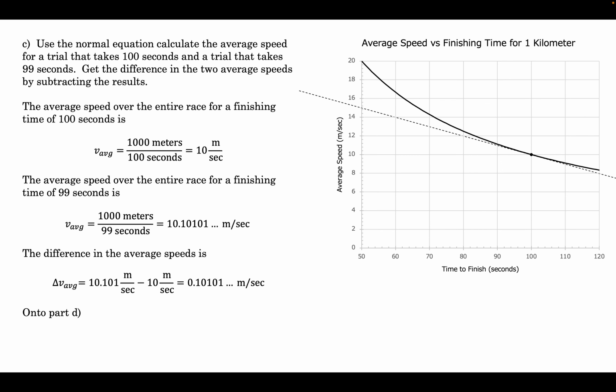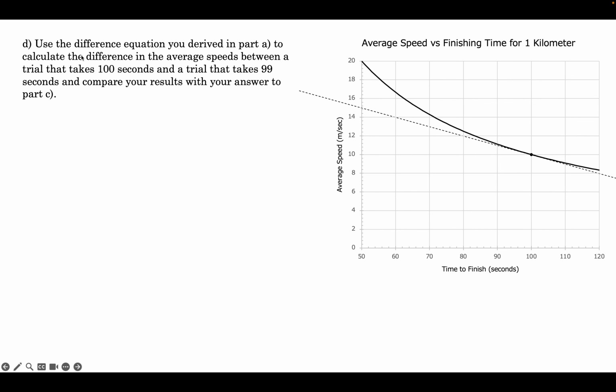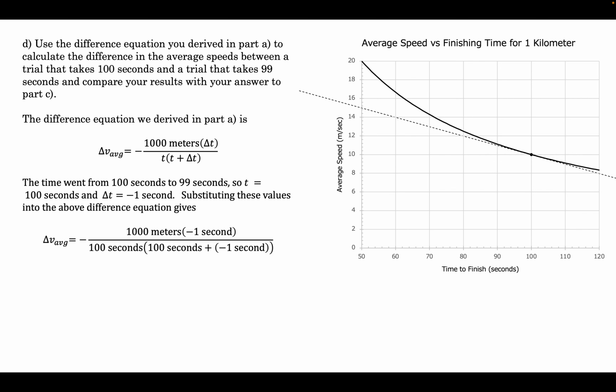Now we're going to part D. We use the equation we derived in part A to calculate the difference in the average speeds between a trial that takes 100 seconds and a trial that takes 99 seconds. So here, we're not going to use the normal equation twice and subtract the results. We're going to use the difference equation directly. There's the difference equation that we derived, and we're going to plug in 100 seconds for t and minus 1 second for delta t. We're not going to use the 99 seconds in this equation. Substituting in these values, we get this. There's a negative here, there's a negative here. It's going to make it positive.